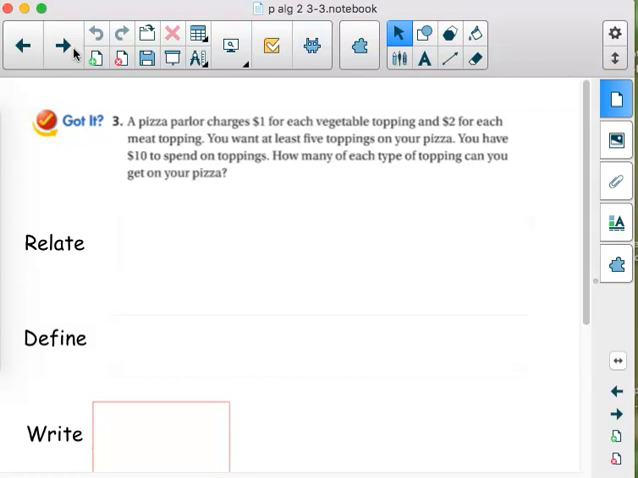So here's what I'm going to ask you to do. I want you to read through that a time or two, and I want you to find me 2 totals. Did you find one? 5 toppings.